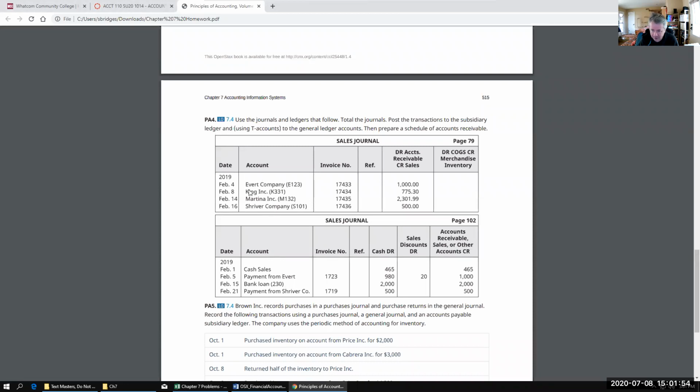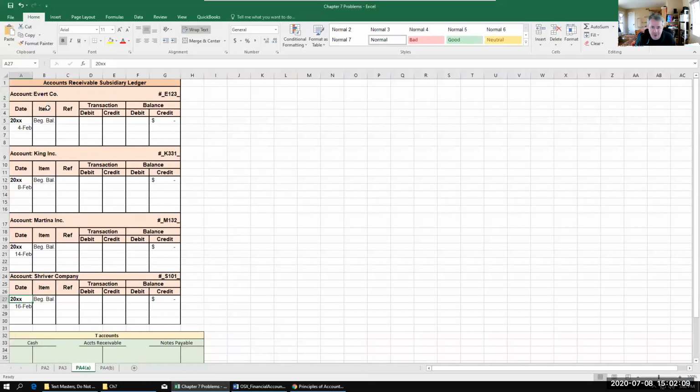Here we have 4. We've got Everett, King, Martina, and Shriver. Okay, it looks like we only have payments from Everett and Shriver. So I'll go through the Everett ones right quickly. Now, this is, again, very similar to the one in 3, but here we see we're dealing with the Everett company. This is their account number, and we have this date. And we're going to fill this in.